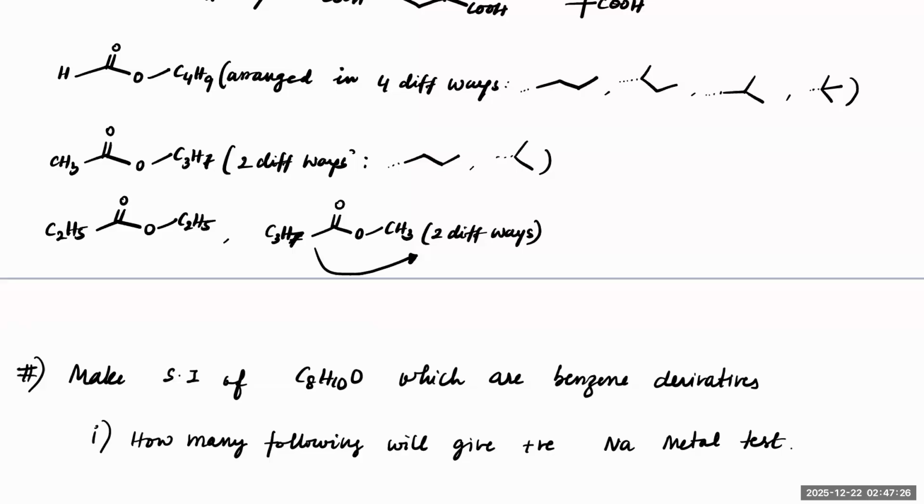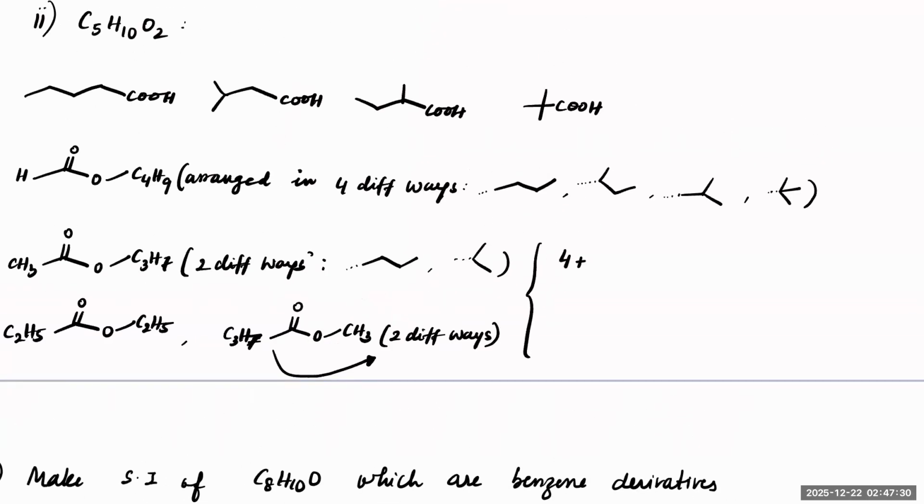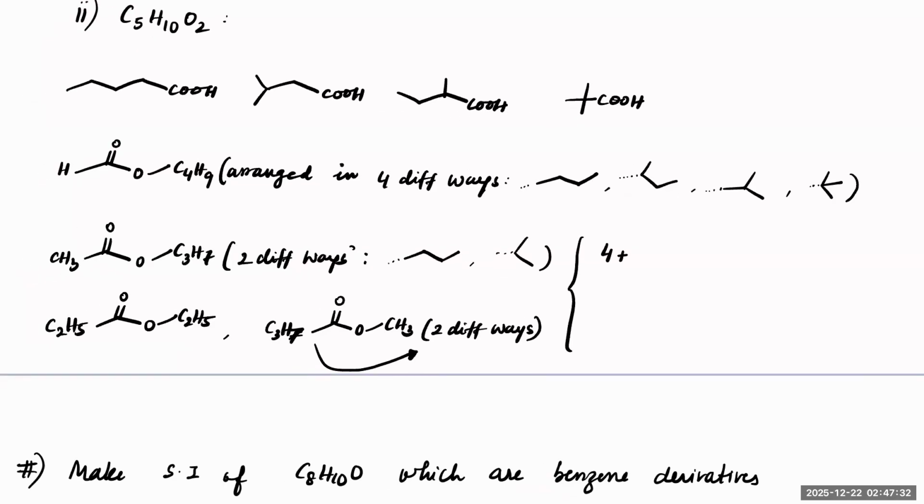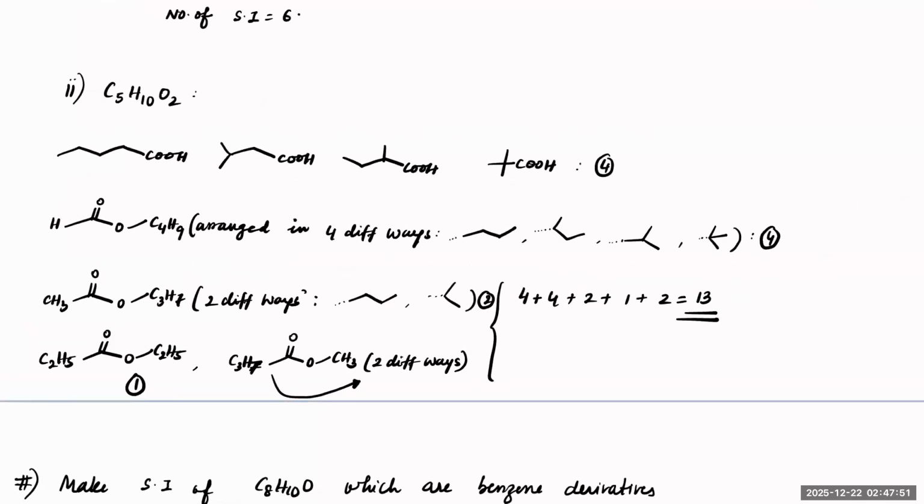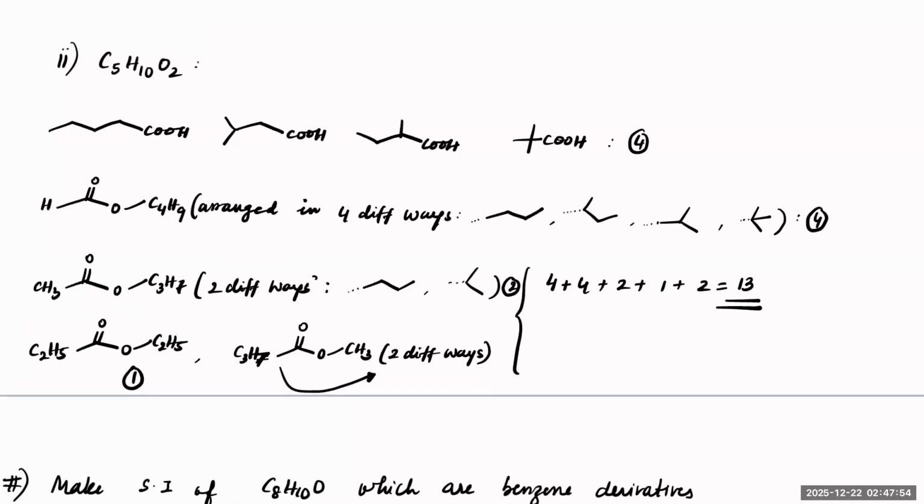So total, check out what are all the possibilities we got. We got 4 different possibilities in the first case, which is with acids. Here we got four different forms, so plus 4. Here we got two different forms, so plus 2. Then I have one of a kind, so plus 1. And again two of a kind. So total how many we get? 13. 13 different isomers we can get here. Please check.